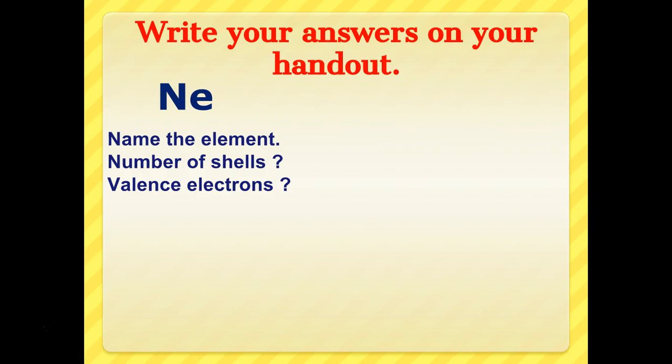So your job is to take a look at your periodic table, and using the information that we have just come up with, you're going to write your answers on the handout. So first, your job is to name this element. What is Ne? How many shells does it have, and how many valence electrons does it have?